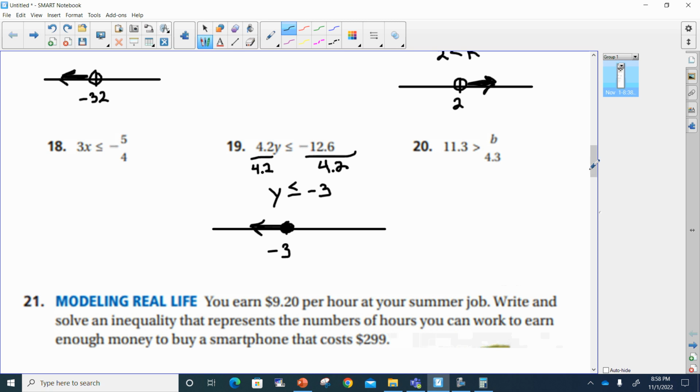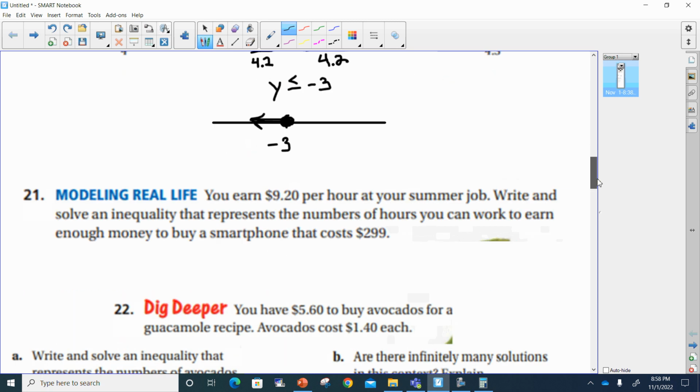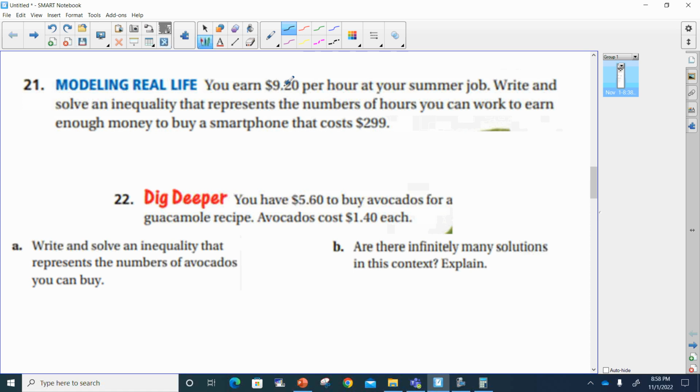All right, and a great way to remember where the arrow goes is to always put your variable first, and then wherever the arrow is pointing, that's the direction that you put your arrow. All right, 21, you earn $9.20 per hour at your summer job. Write and solve an inequality that represents the number of hours you can work to earn enough money to buy a smartphone that costs $299. Well, I know I'm earning $9.20 per hour. So I'm going to put h here.